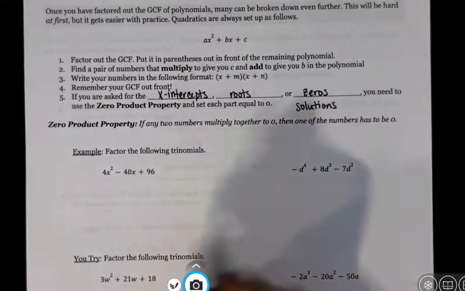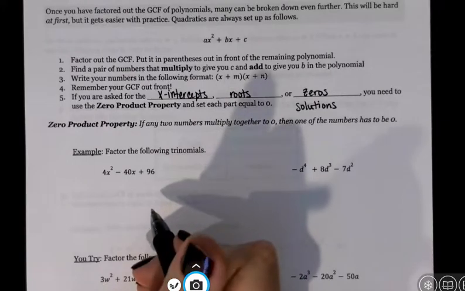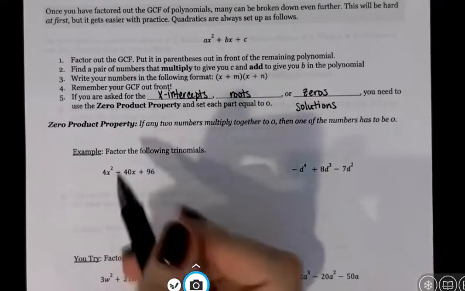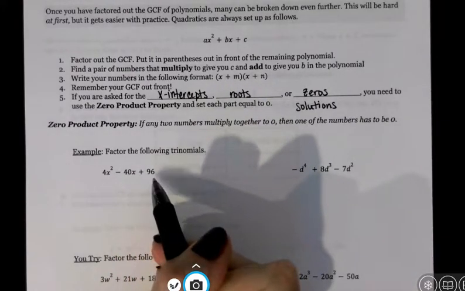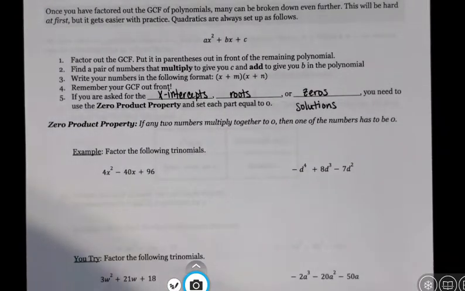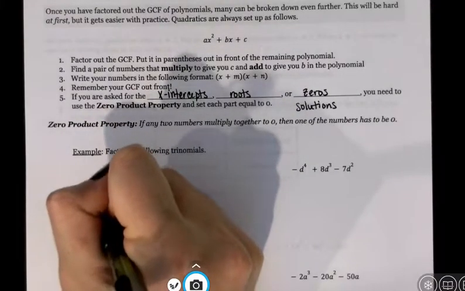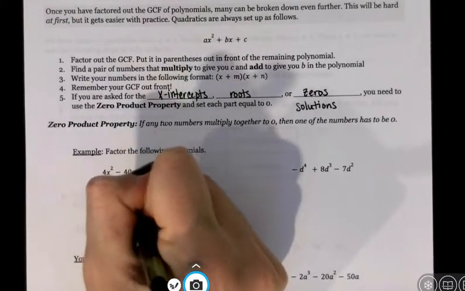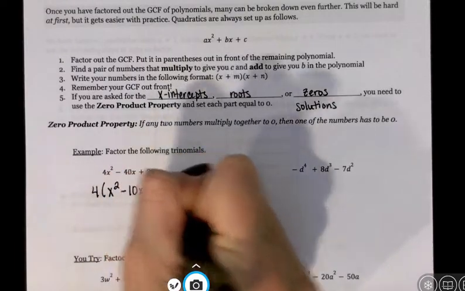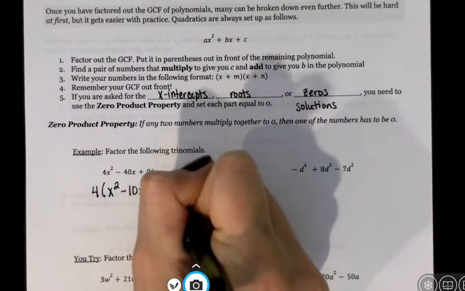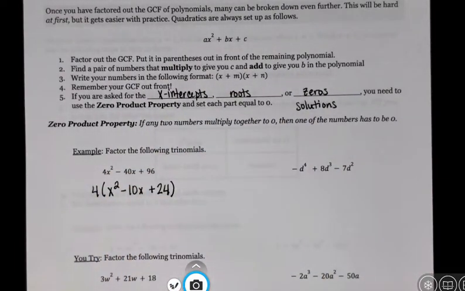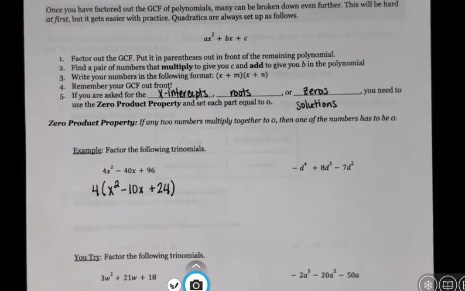So with this first one here, I want to look at if I have a GCF other than 1. So I have 4, 40, and 96. Well, I can divide all of those by 4, so that's what I'm going to do to start. So I'm going to pull out my 4, and I can do that part in my head, but if I wanted to double check, I would divide each of them by 4 and make sure that I got -10 and +24.